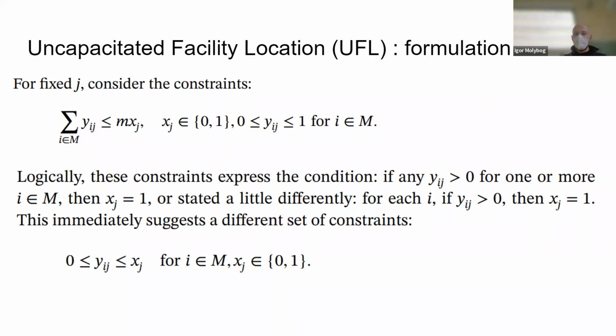Therefore, instead of having m constraints with the summation, we can have more constraints for each i. We can have a different constraint. So we'll have n times m constraints, but each of the constraints is going to be much simpler, just saying that yij is less than or equal to xj, just because yij cannot be greater than 1 anyway, and as soon as yij is greater than 0, xj must be equal to 1.